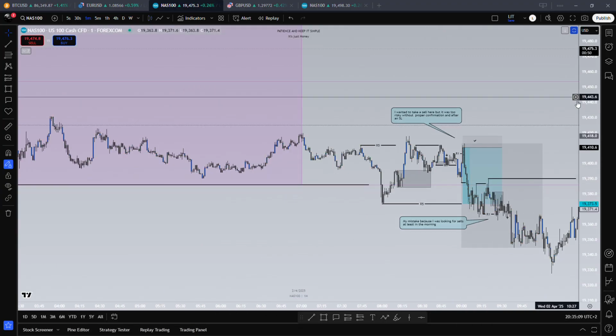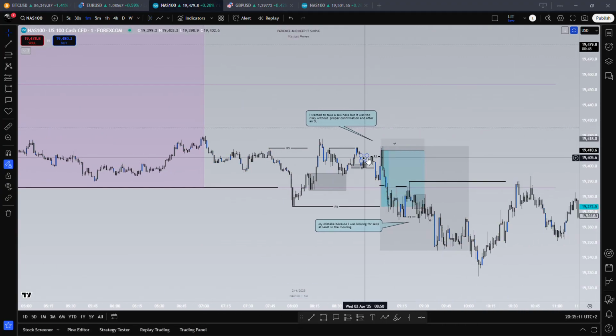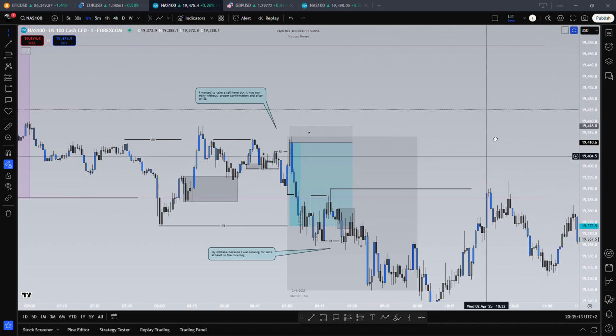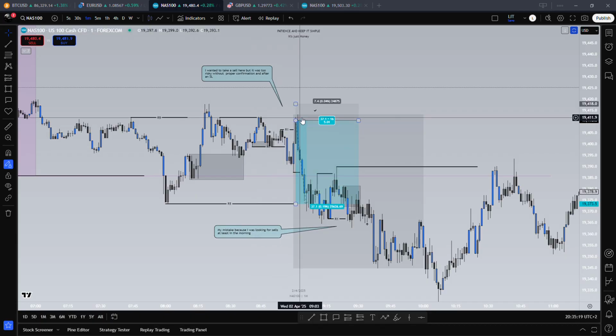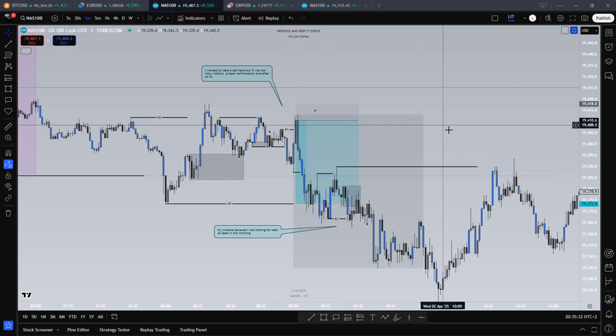I was looking for a sell here, and I took a stop loss. I took a stop loss here, and then I took relevant liquidity. I wanted to trade here, but after a stop loss, I wasn't that comfortable, and with these big candles, like, not.